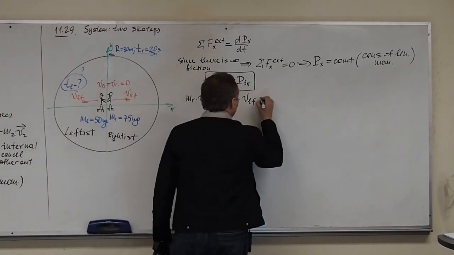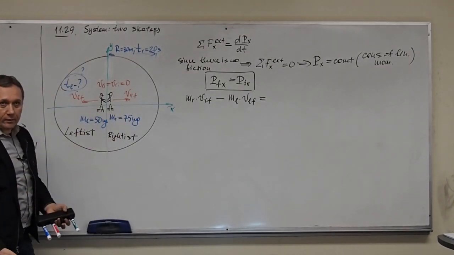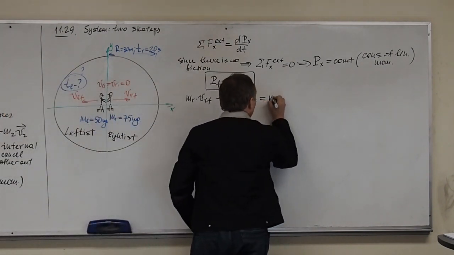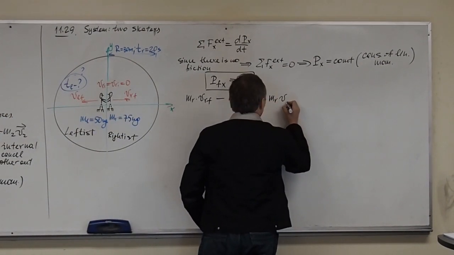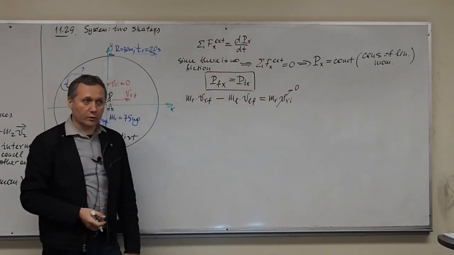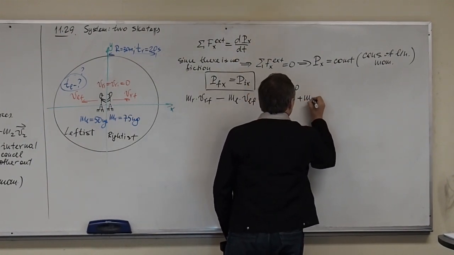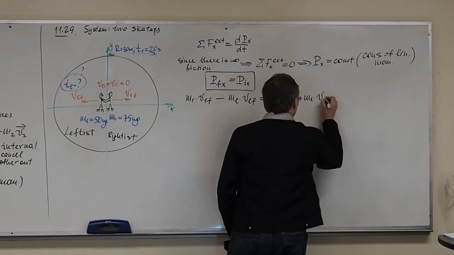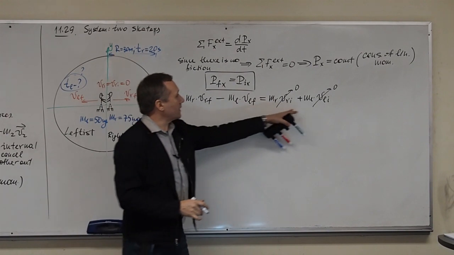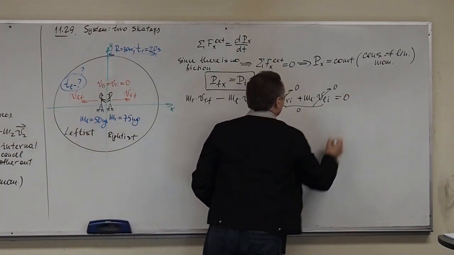Okay, then, the initial state. They were standing together at the center of the ring and they did not move, right? So I can write MR, VR initial, and of course this is 0. Initial velocity of the right person was 0. Plus ML, VL initial, of course this is also 0. So this side is just 0.